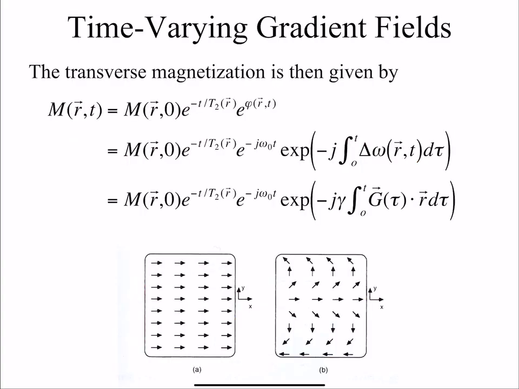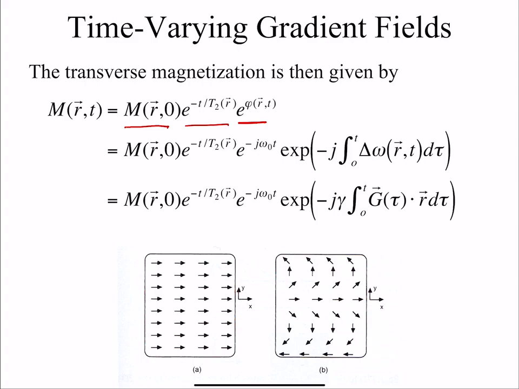Okay, so what happens then is if we put that all together, it turns out that the transverse magnetization at any point in space and time can be written as its initial value times this T2 decay, which we're going to ignore for now, times this phase term. Okay?